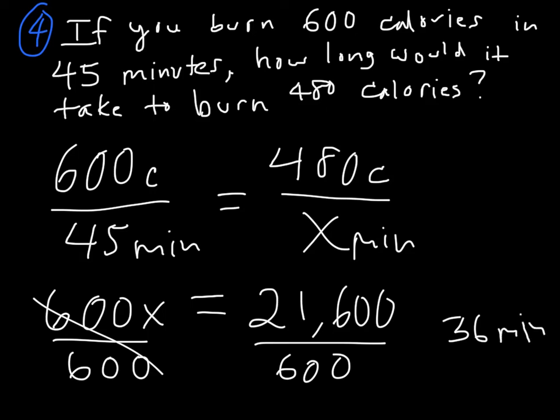minutes. Okay, and that makes sense, right? Because we're burning less. 480 is less than 600, so 36 should be less than 45, and it is. So the answer makes sense. 36 minutes to burn 480 calories. Okay, so that is double conversions and proportions.